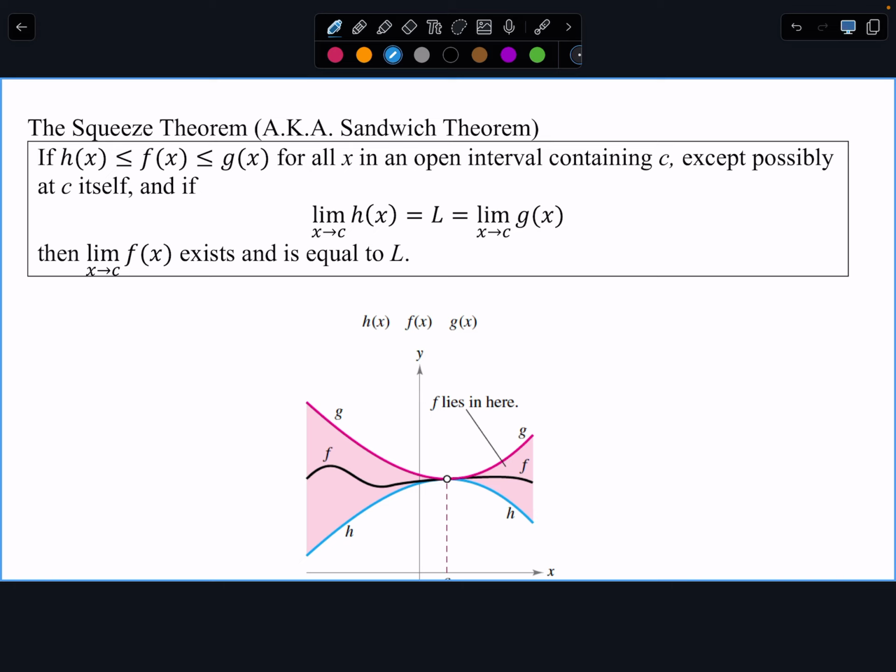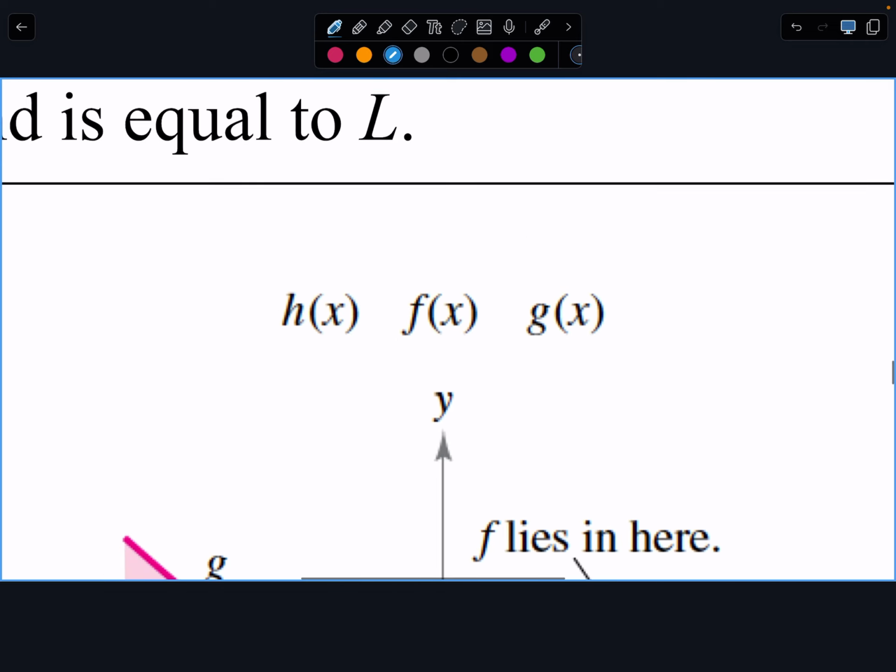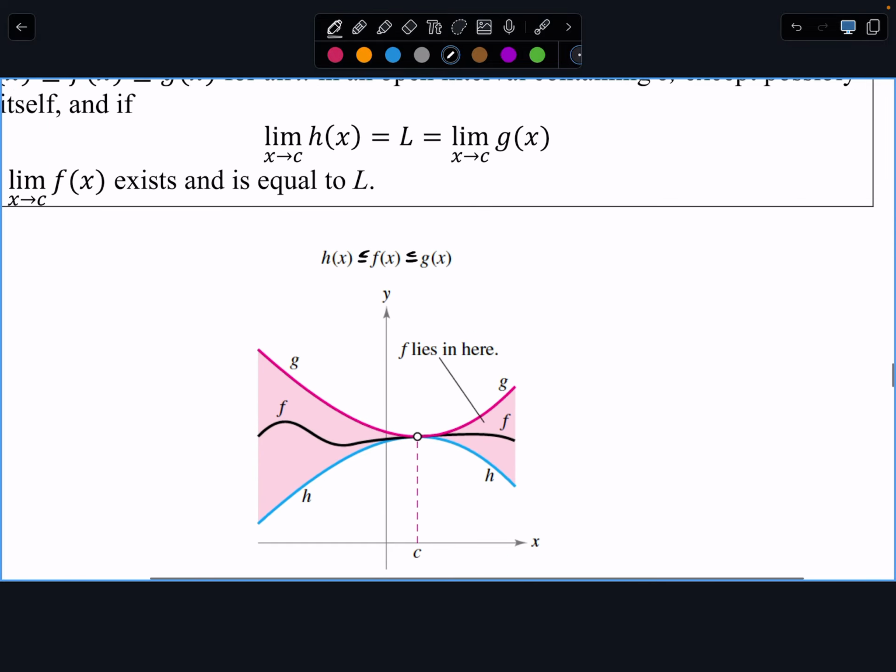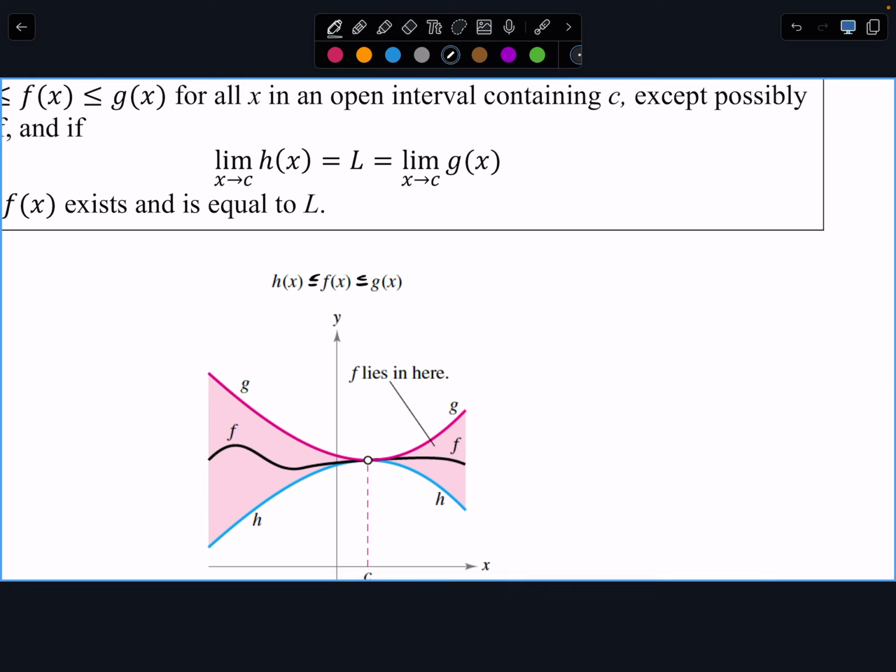So here's a picture of potentially three functions that have this relationship. Missing the inequality symbols here. Now, if you're given a limit that you can't evaluate using direct substitution, it's not a 0 over 0 case where you could use one of the algebraic strategies we've just talked about.